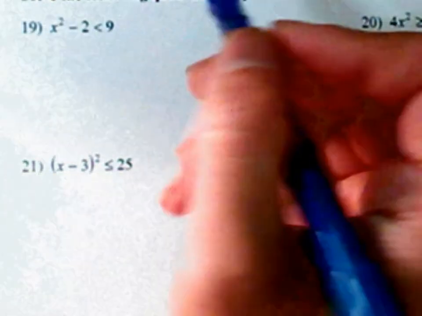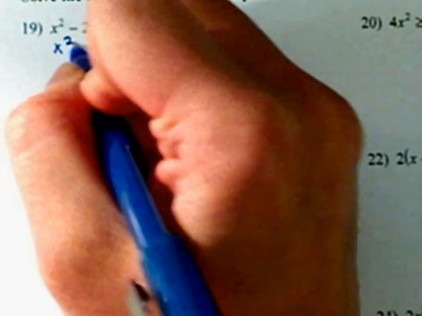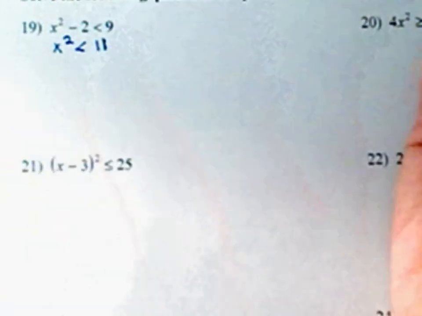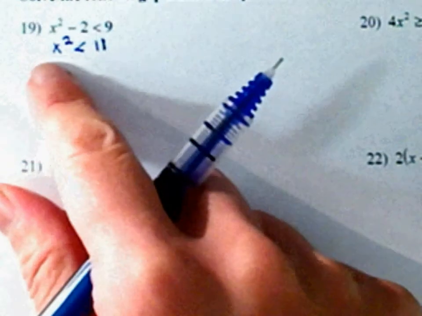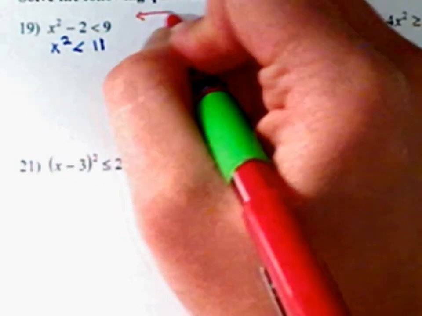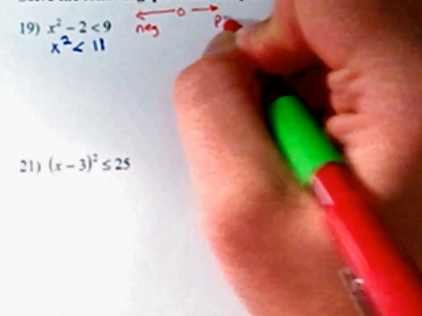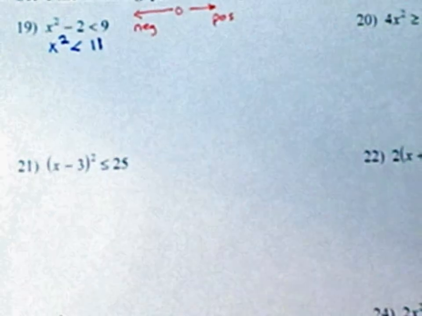Alright, so add 2 to both sides. So x squared is less than 11. Okay, so how do you get rid of the square? You take a square root. And when you take a square root, you're going to have plus or minus square root of 11. Know that negative goes this way, here's your 0, and positive goes to the right. Just things that you should know.